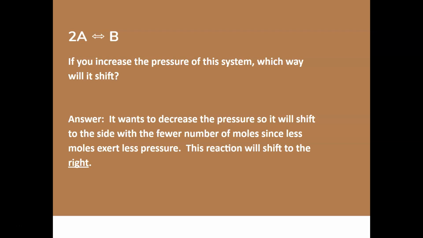So if you're increasing pressure, it goes to the side with fewer moles. If you're decreasing pressure, it goes to the side with more moles. And it's important that you note that they are moles of a gas. In this case, since we're increasing pressure, it will shift to the side with the fewest number of moles of gas because it will exert less pressure. So in this one, it will shift to the right because there's only 1 mole of B and there's 2 moles of A.